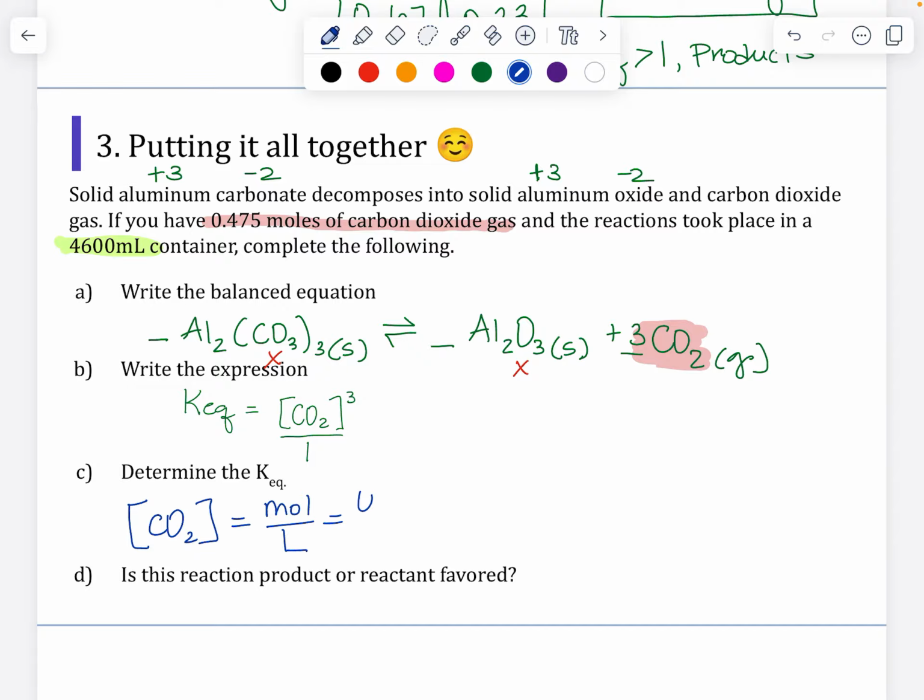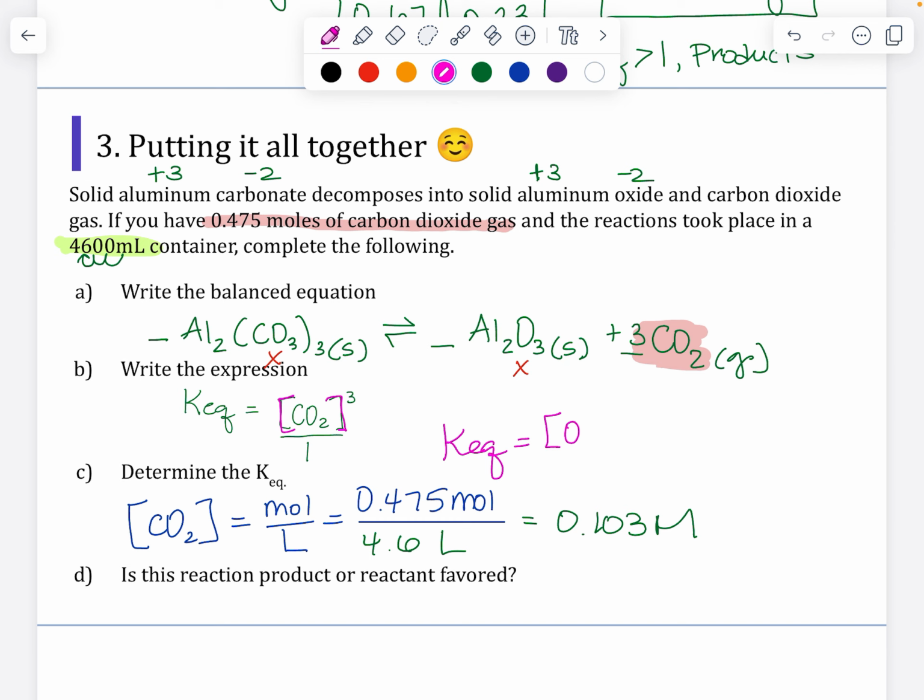So we can take the 0.475 moles of CO2 in liters. The milliliters, we're going to divide by 1,000, so 4.600 liters. I'm not going to put those zeros there because of sig figs. And I get 0.103 molar. Then I can go and plug that into my KEQ expression. So KEQ equals that CO2 concentration cubed.